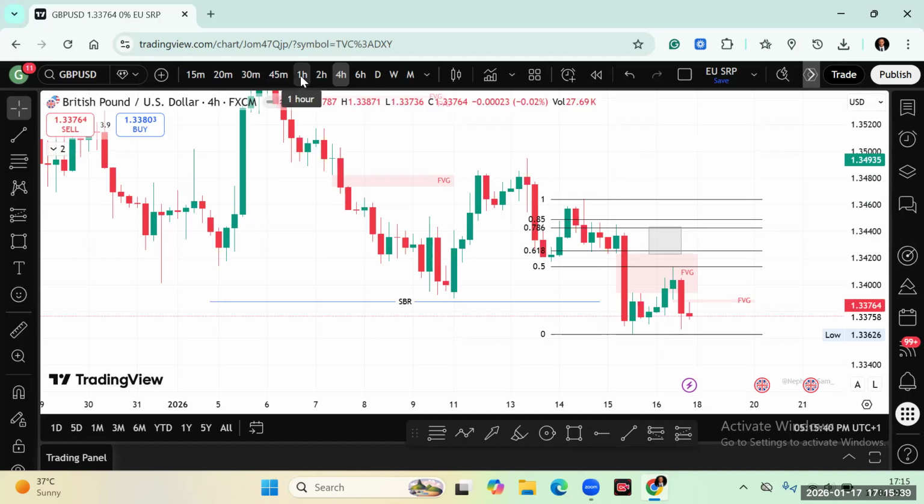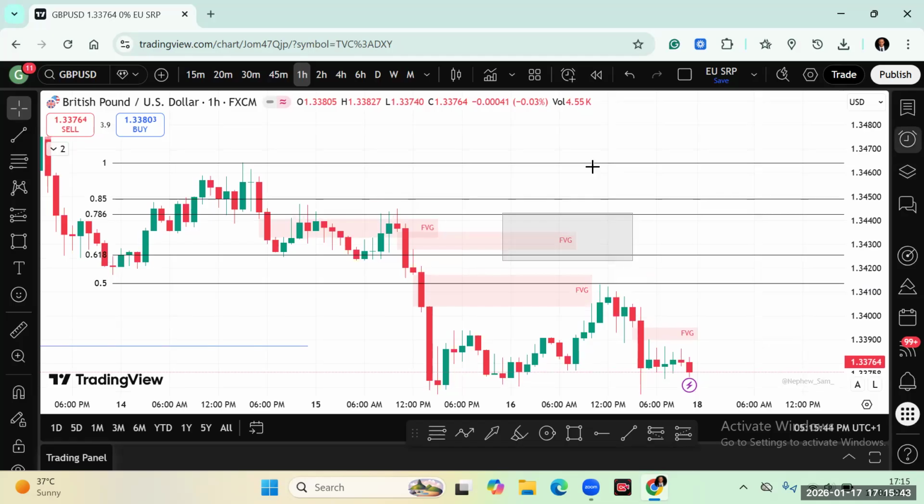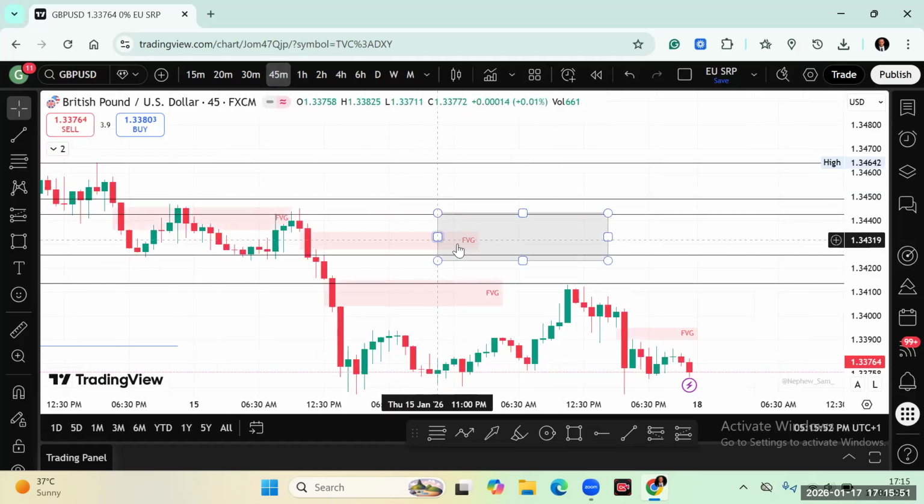So if we come to the 1 hour time frame, you will see that there's a liquidity there that has not been mitigated. You can see that when price goes below this low, it left that liquidity. It has not been properly mitigated. And then on 45 minutes, you will also see. So I'm expecting price to come there.